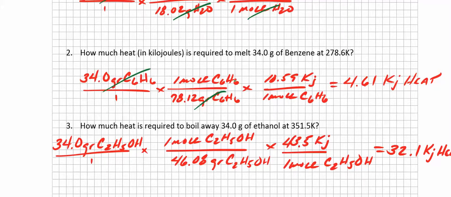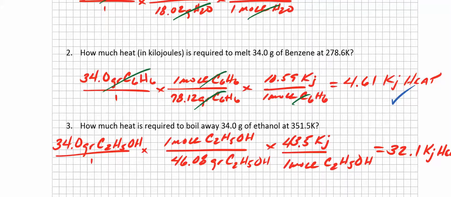Now, I'm going to want to melt this, so I'm going to need the heat of fusion information. And from my table above, I see that 10.59 kilojoules is the amount of heat necessary to melt 1 mole of benzene. So I will cancel this with this, and I'm left with kilojoules. I'll multiply across, divide by the 78.12 on the bottom, and this time I get 4.61 kilojoules of heat. Notice kilojoules is left on top, so this will be kilojoules as well. So I'm done with the second one.